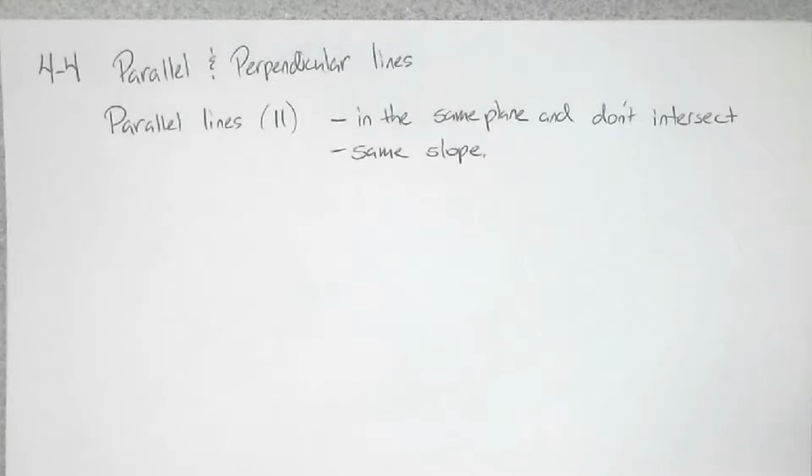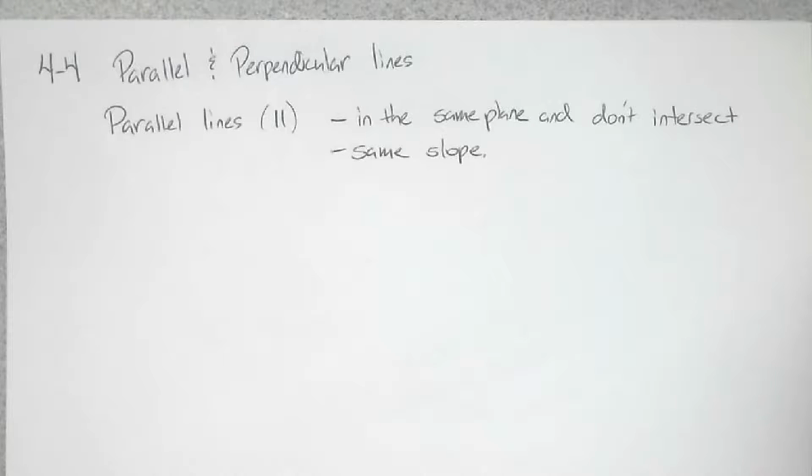Parallel lines are lines that are in the same plane and they do not intersect. Remember, lines go on forever in either direction and they will never intersect. They also have the same exact slope. They are increasing or decreasing at the same exact rate, which is why they never intersect.